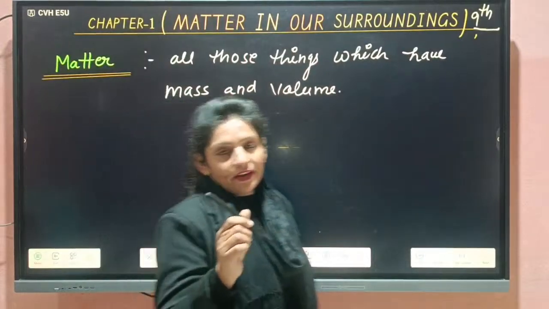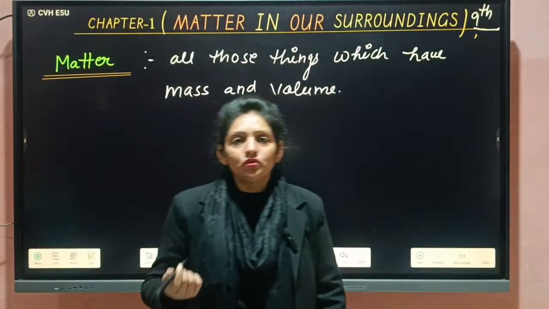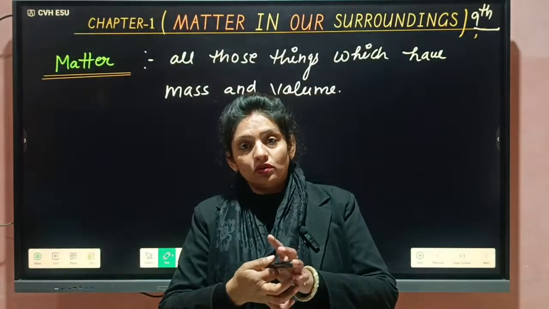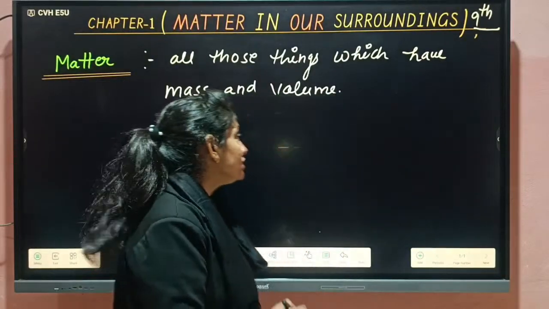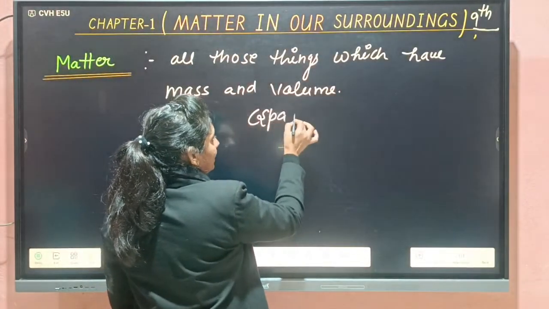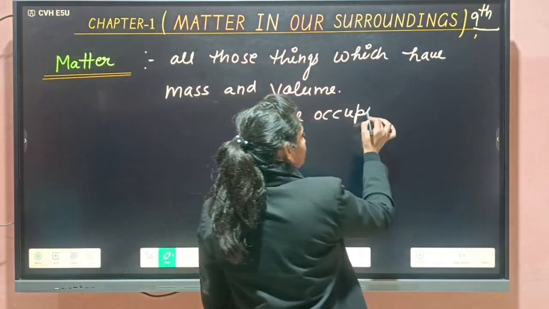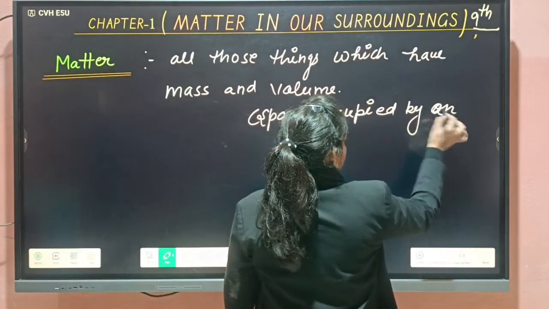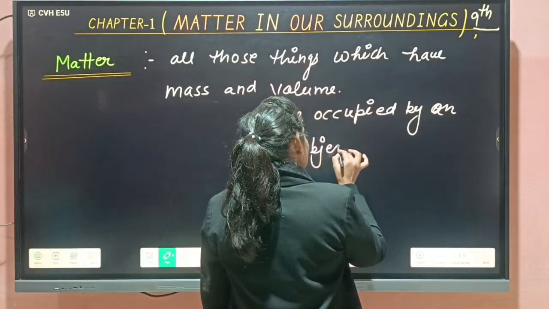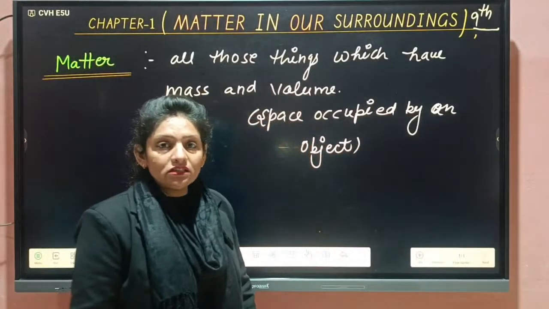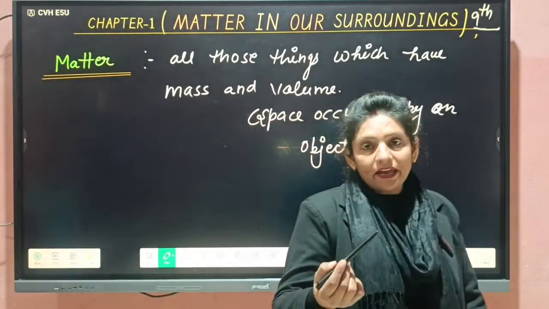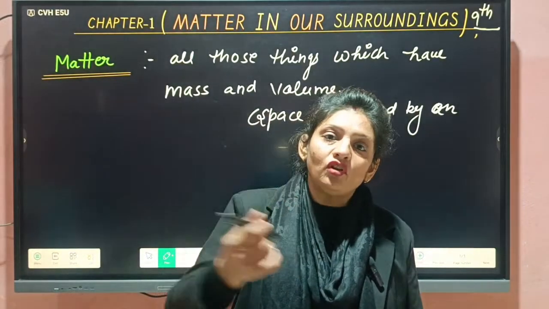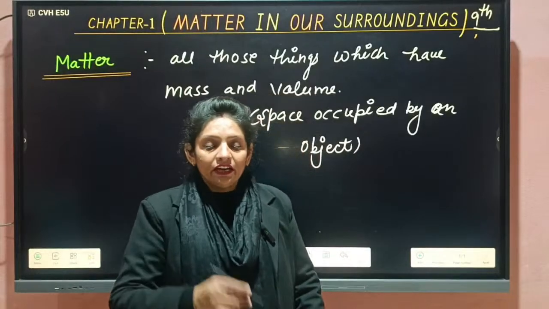This pen also has some mass, maybe 2 grams, maybe 10 grams, any. It has mass and it occupies some space also. What is volume? Volume is the space occupied by an object. Space occupied by an object is known as the volume. So this pen has some mass and it occupies some space, which means it has some volume also. That's why we can say that it is matter.